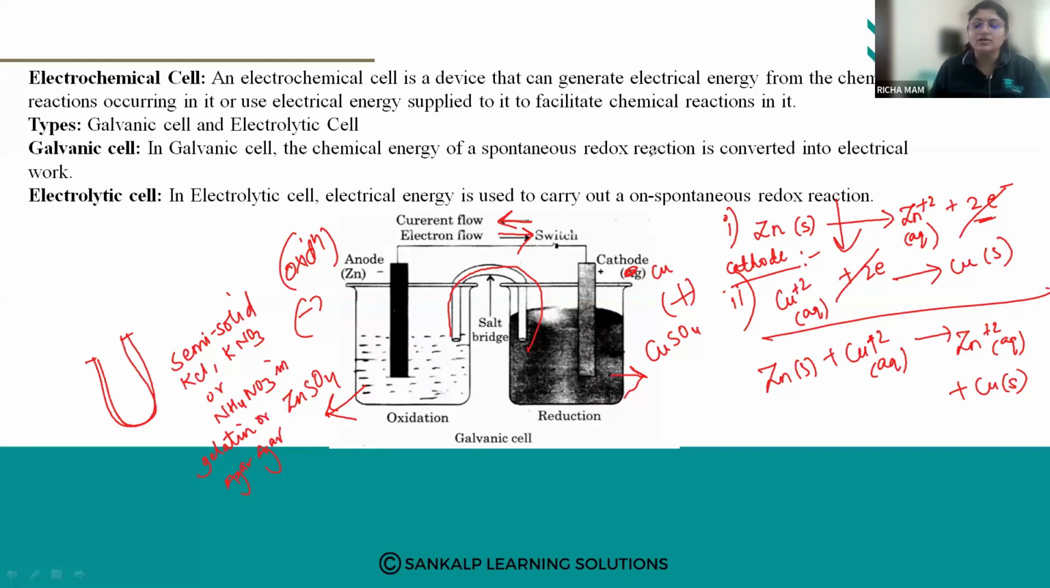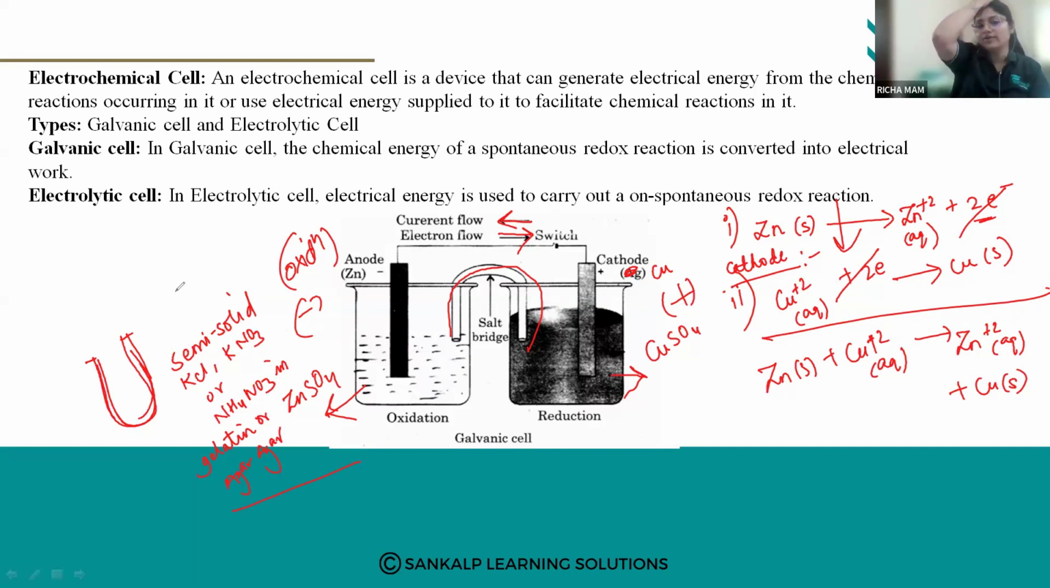Okay, KCl, potassium nitrate, or ammonium nitrate, in the gelatin or agar-agar solution. So whatever the electrolyte is there, it contains cations and anions of equal mobility. The cation and anion present in this U-tube have the same mobility.